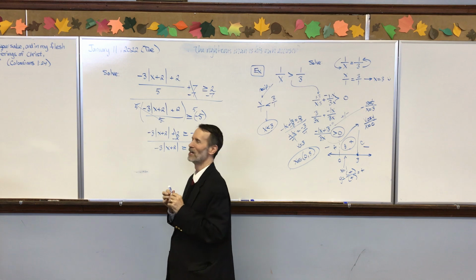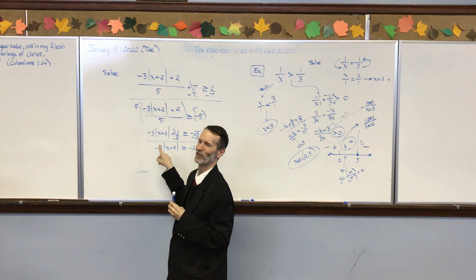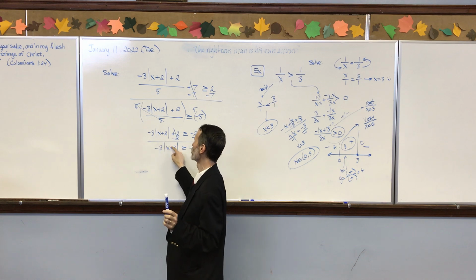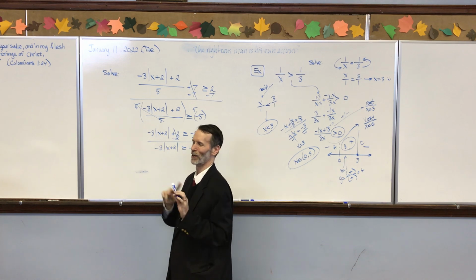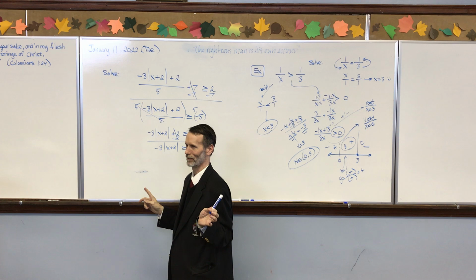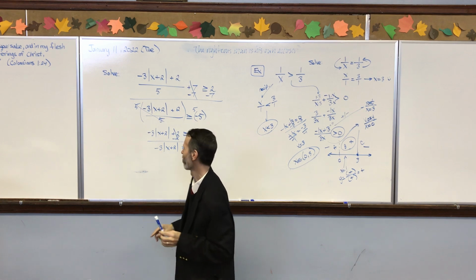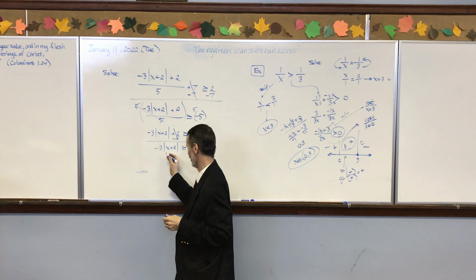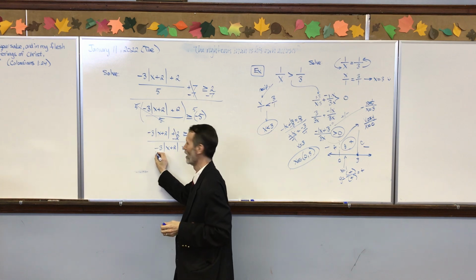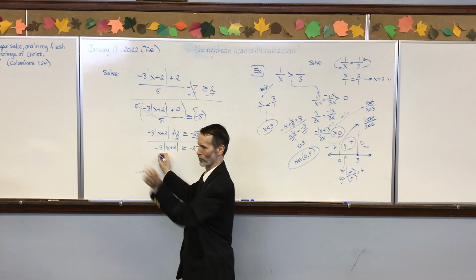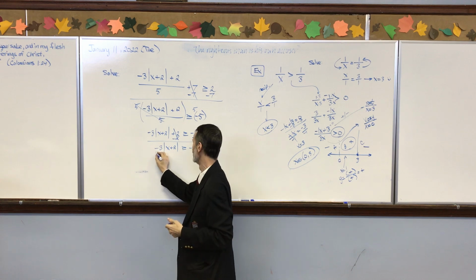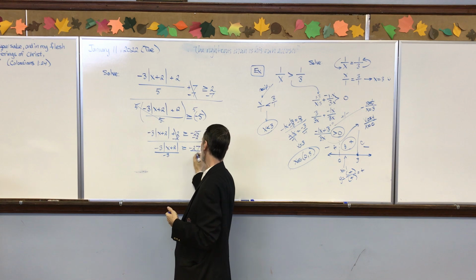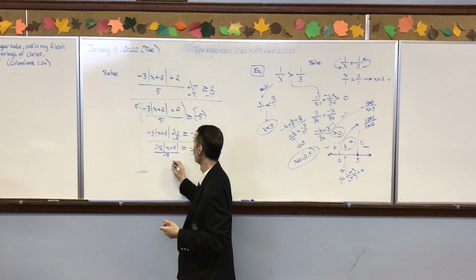Everybody look up here. Please do not distribute the negative 3. It might be tempting, but you can never distribute over absolute values. Never, ever, ever, with an exception that I'll tell you probably at the end of the year. As far as we're concerned, never distribute over absolute values. I'll explain that more later. But for now, how do you get rid of it? Divide by negative 3. Is that going to flip the sign? Yes.